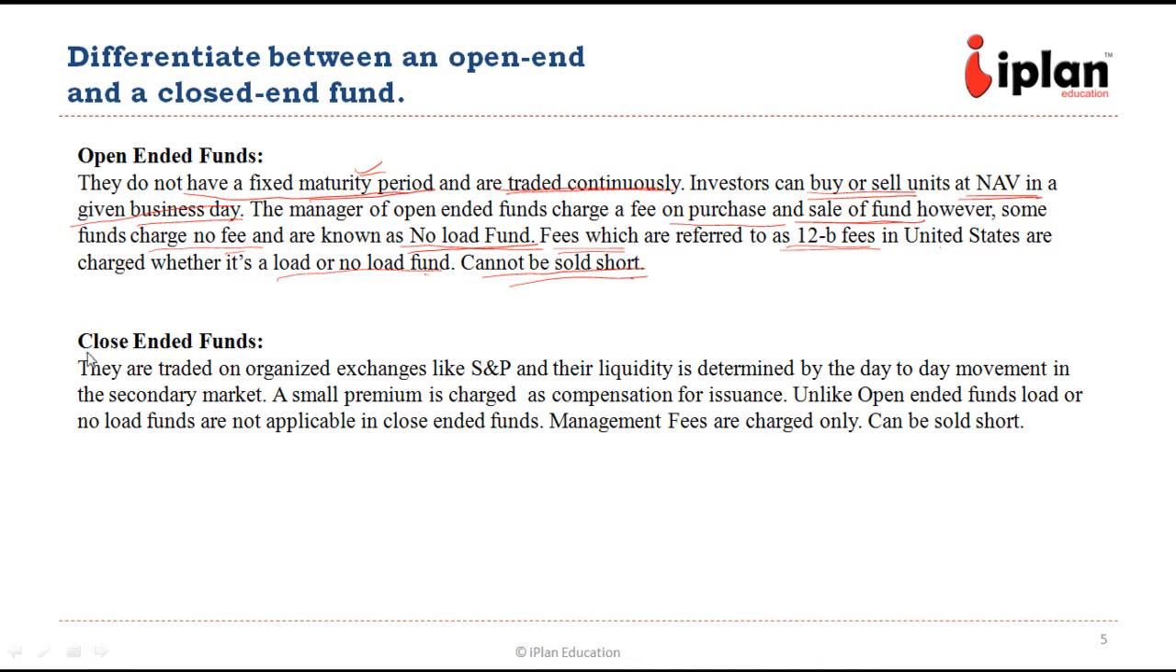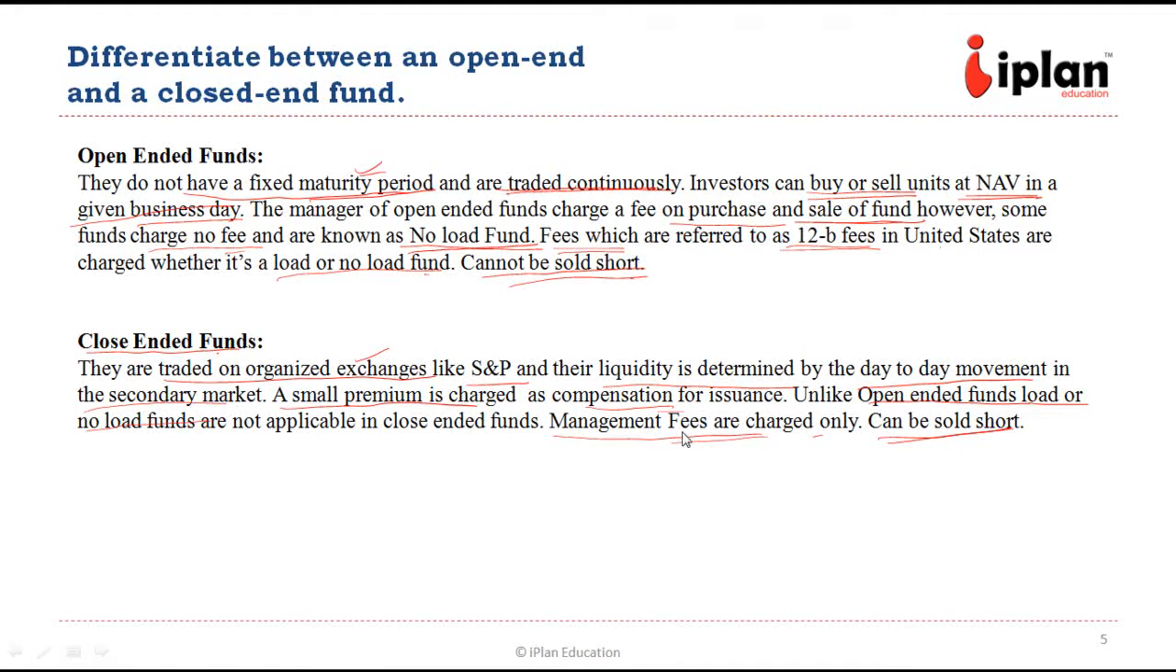Now let us look at the close-ended funds. These are the funds which have a fixed maturity. They are traded on organized exchanges, for example S&P, and the liquidity is determined by the day-to-day movement in the secondary market. For that, a small premium is charged for the compensation for issuance. Another difference with the open-ended fund is that the concept of load or no load fund is not applicable here. There are certain management fees which are charged, and closed-ended fund can be sold short, unlike the open-ended funds. So these were the basic difference in the characteristics.